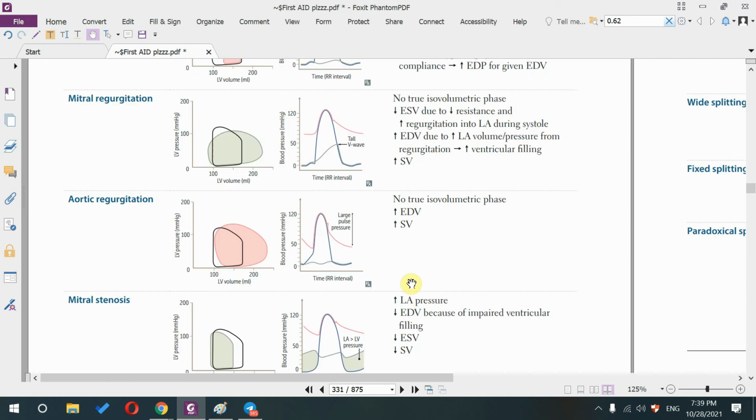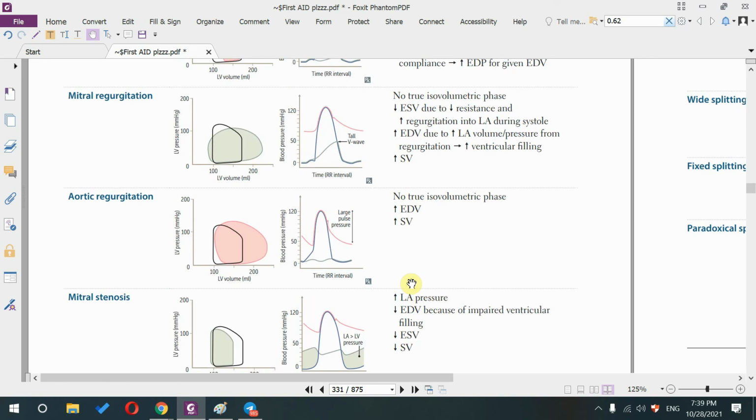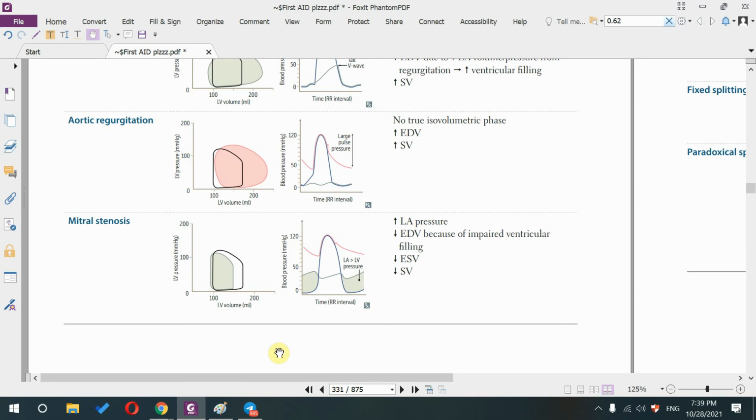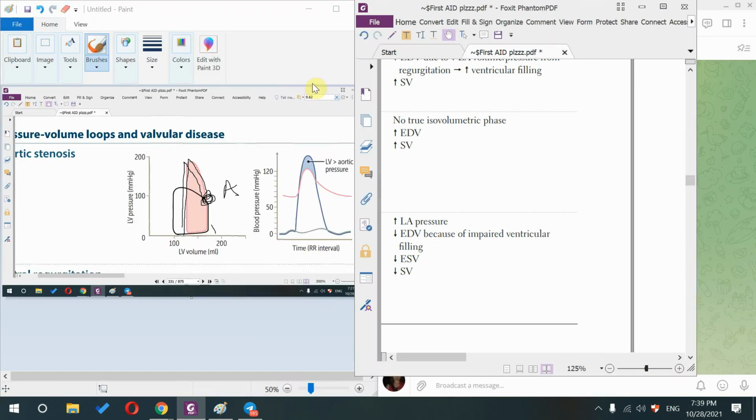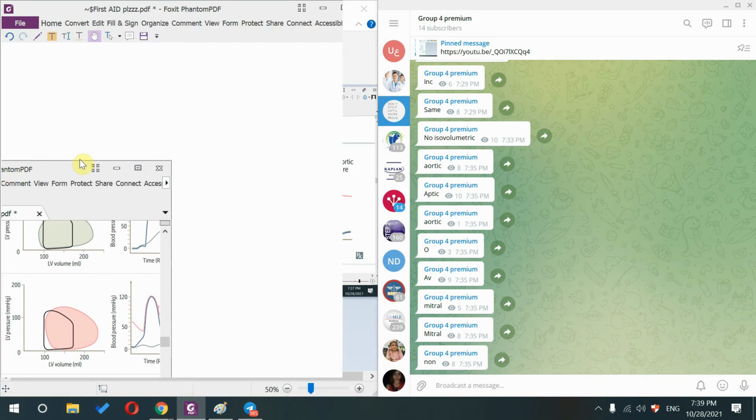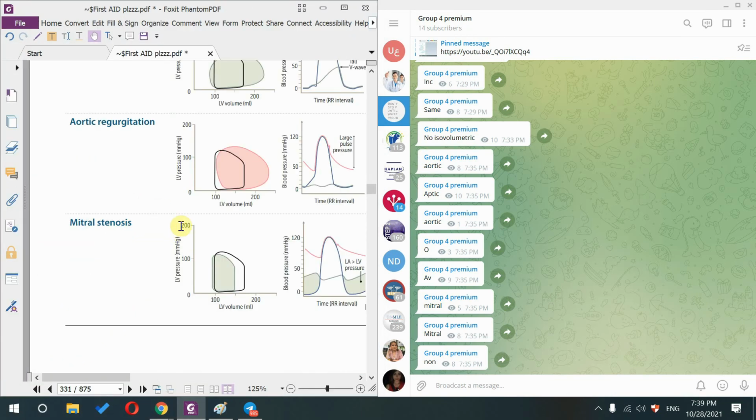Okay, so these are the regurgitations. Now stenosis. Mitral stenosis is actually also quite interesting. Let's speak about mitral stenosis a bit. So in case of mitral stenosis, let me ask you a question, guys. I love asking you a question. What happens to left atrial pressure in case of mitral stenosis? Left atrial pressure.